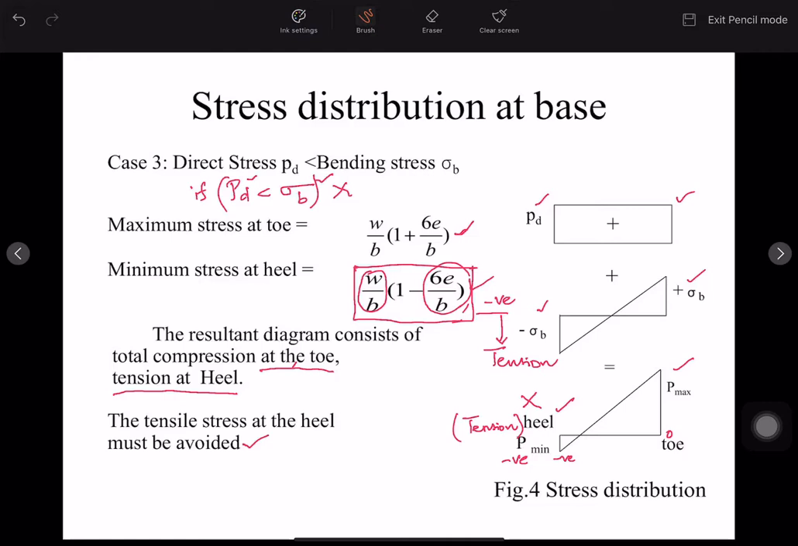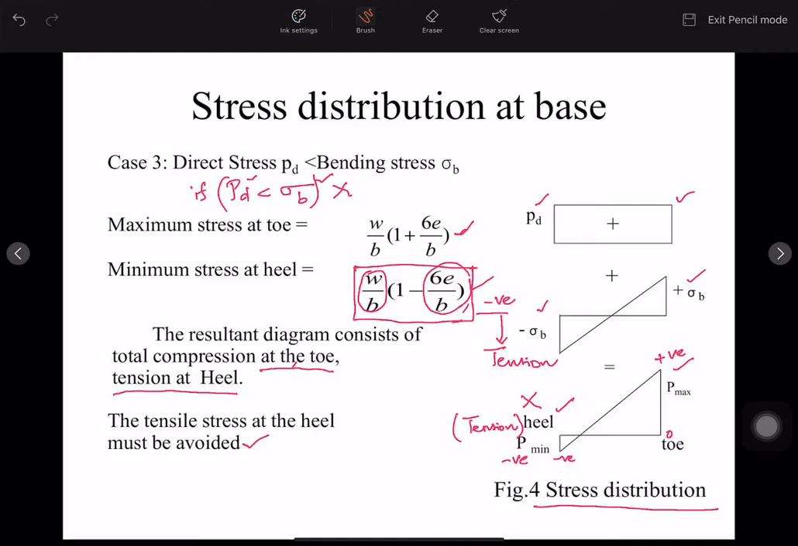The first two cases are recommendable, but the third case, we should not allow things to fall under it. So this will be the stress distribution diagram. On one side it is a positive value, compression, and on the heel side it is a negative value, which is under tension, because sigma b is greater than PD.